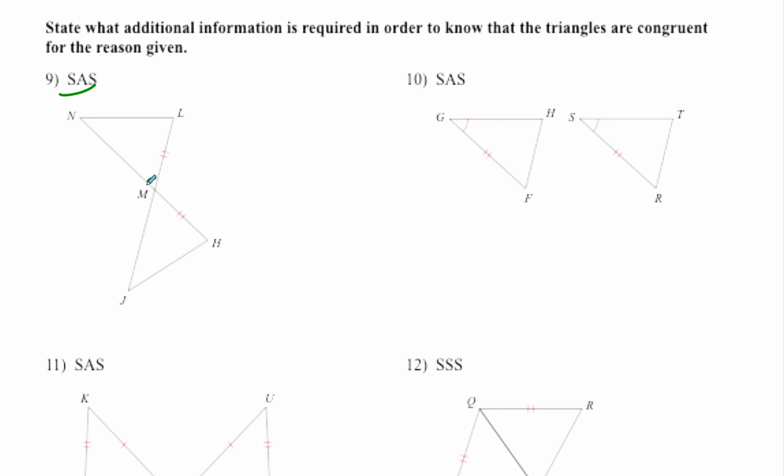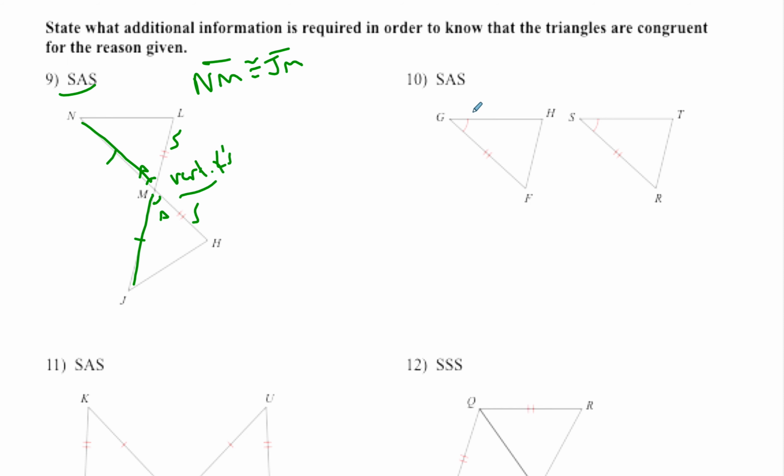One thing you wouldn't need is, because these are vertical angles, you know that this is congruent to this. So right now I have a side and an angle, and a side and an angle. For side, angle, side, I need the other side. And what side must it be? This side and this side. So we would need that NM, this side right here, is congruent to this side, JM. And if I had that information, they'd be congruent by side, angle, side.